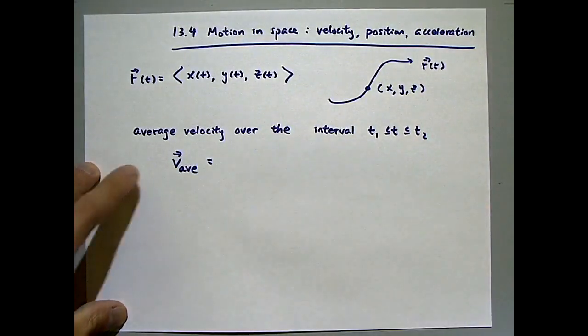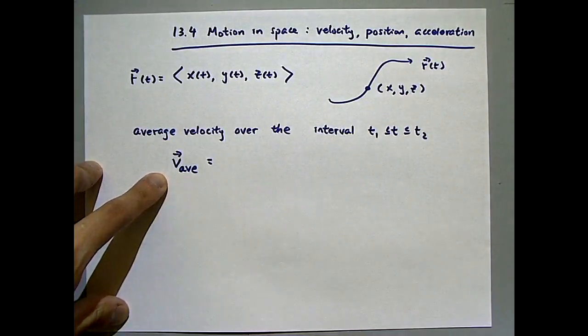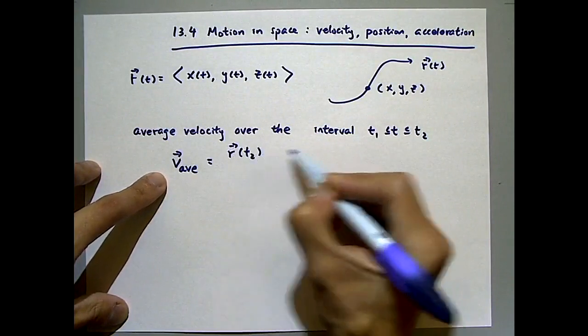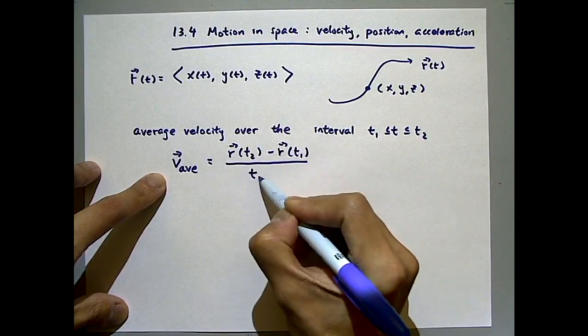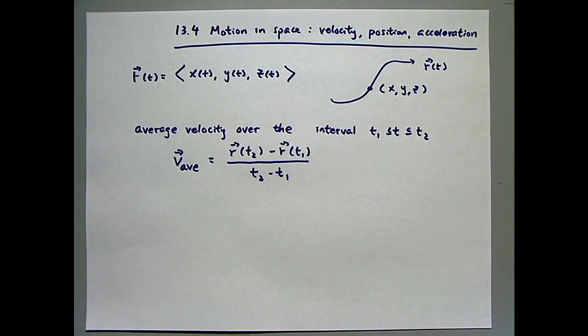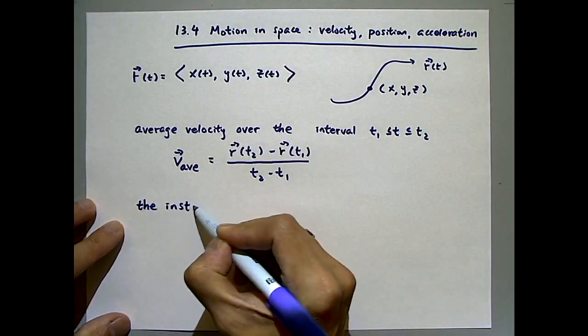The only thing different here is now we're talking about vectors. So we have a vector function, we're talking about the vector velocity. This will be the position at the later time, t2, minus the position at the earlier time, divided by the difference in time. The difference in where you are divided by the difference in time. That gives you your average velocity. Just think back to my 65 miles per hour analogy I just gave you. So that's the average velocity.